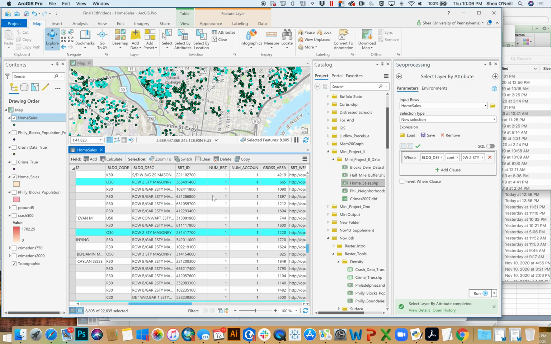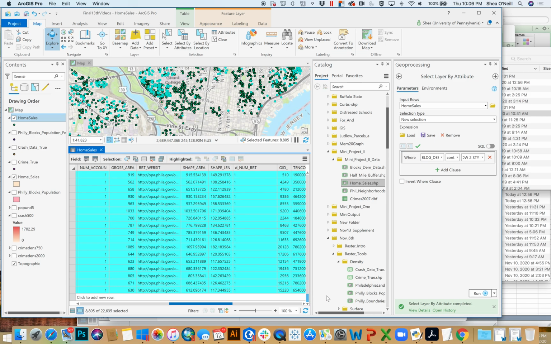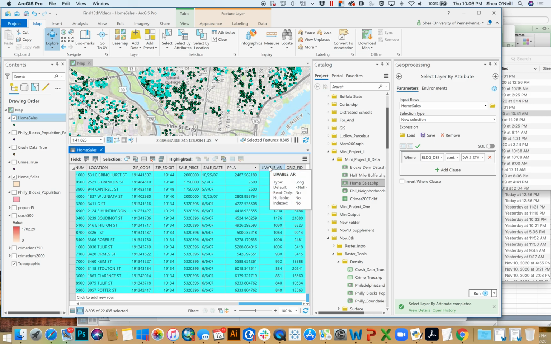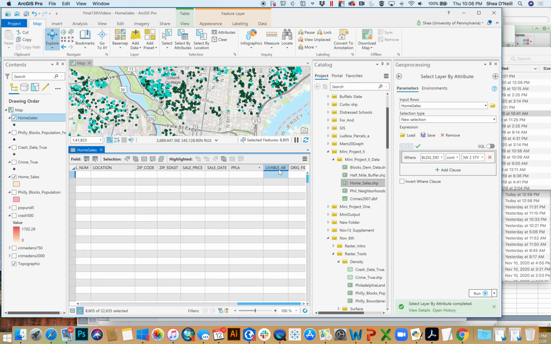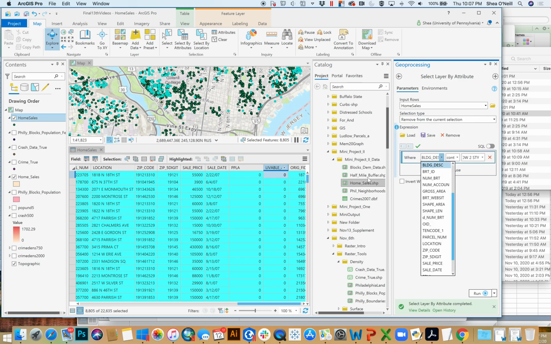And the next thing I like to do is come into the selection area here and sort by price per livable area, and remove the outliers. So anything that's zero, I want gone. I can do that from select by attribute too, right? I could come in here and say, selection type, remove from this selection, where the PPLA, the price per livable area, is equal to 0.